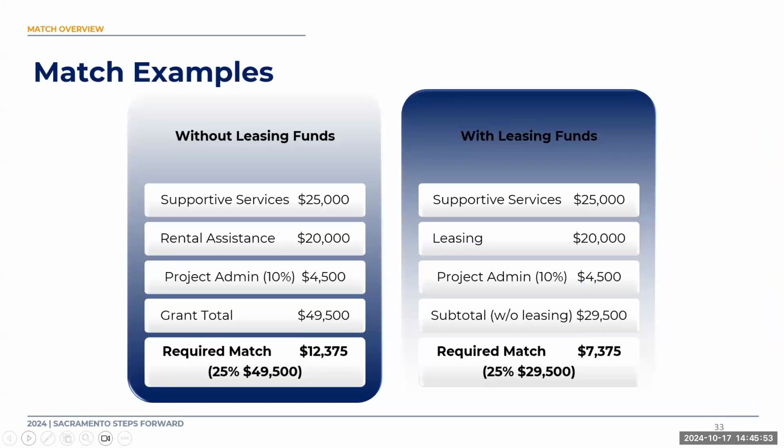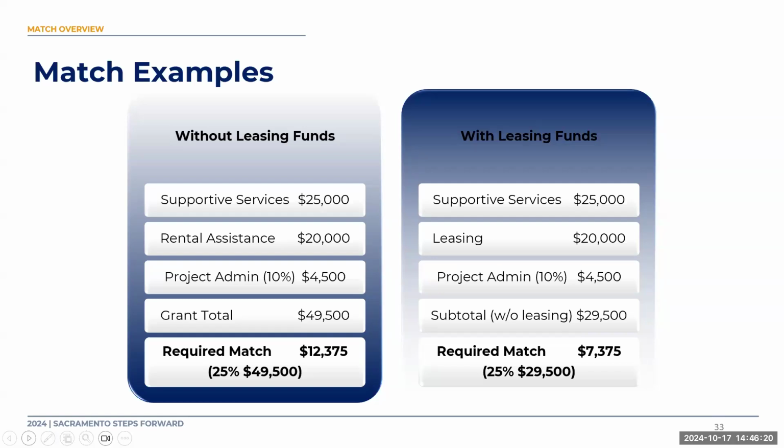So here's an example just to see a visual on the difference it makes between using leasing funds and not having leasing funds. We have a supportive services budget line item in both projects. The first one on your left has a rental assistance, $20,000. The one on your right has leasing. Both have project administration and the grand total.